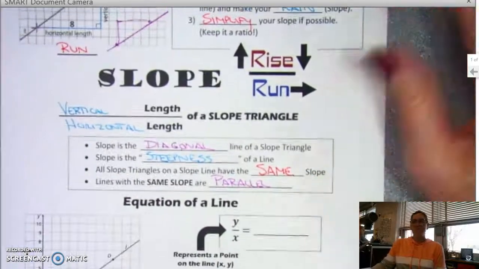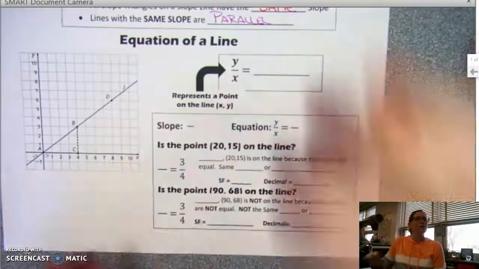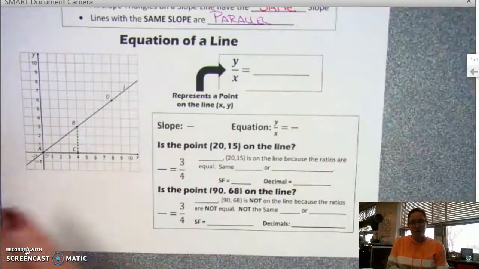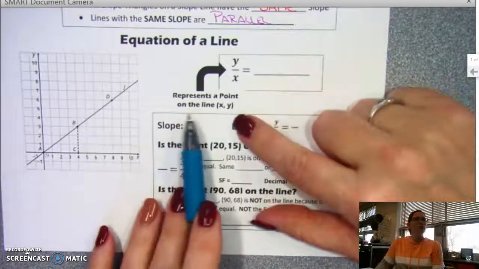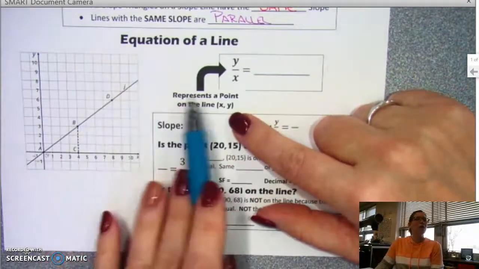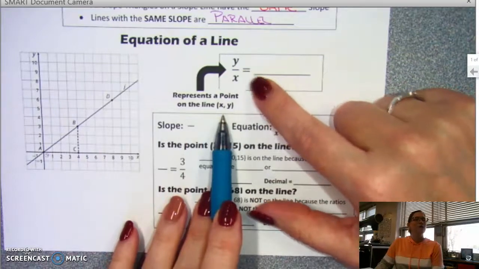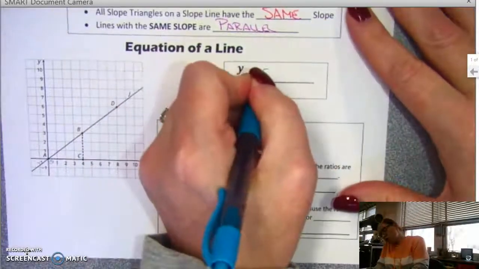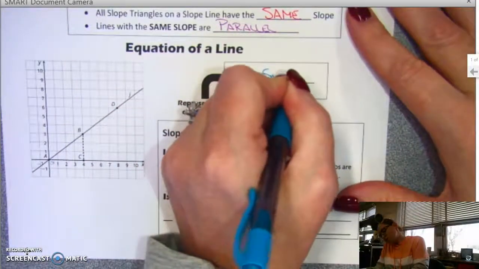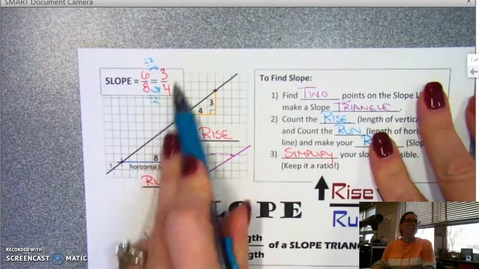All right, the bottom part, kind of move our screen a little bit, is all about the equations of the line. So we know that an equation of a line is y over x. Y over x represents any point that's on this line. So y over x represents a point that would be on that line, and any point on a line is equal to the slope, which we learned above. Any of these points on the line up here would be equal to this exact same slope.